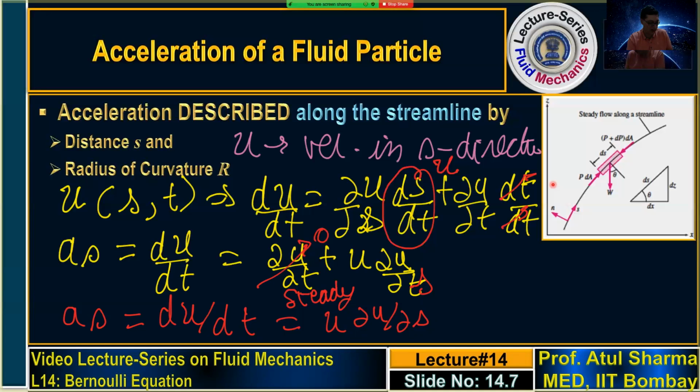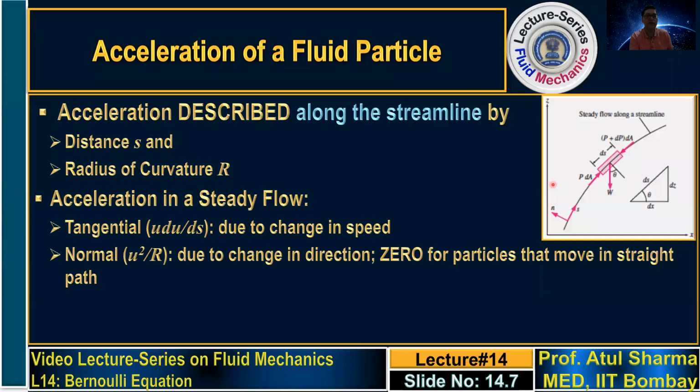However, now since we are considering a steady flow, u is only a function of s, not time. So we will write this not as a partial derivative, but as a total derivative. So in a steady flow, there are two accelerations. Right now I showed you a derivation for the tangential acceleration u du by ds, where del u by del t is 0 due to steady flow as shown here.